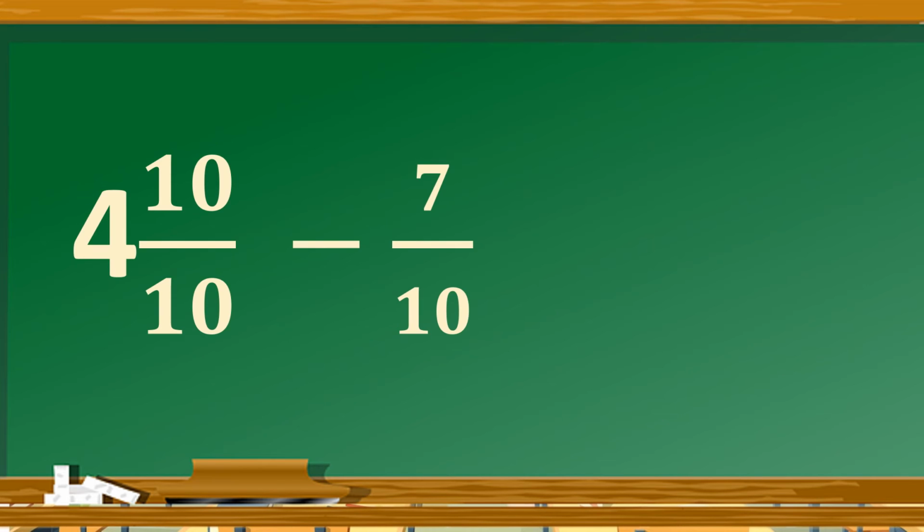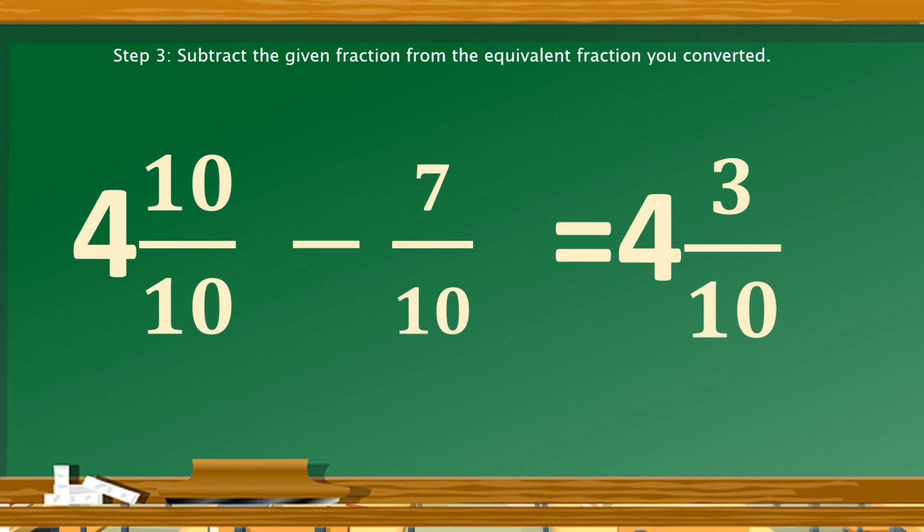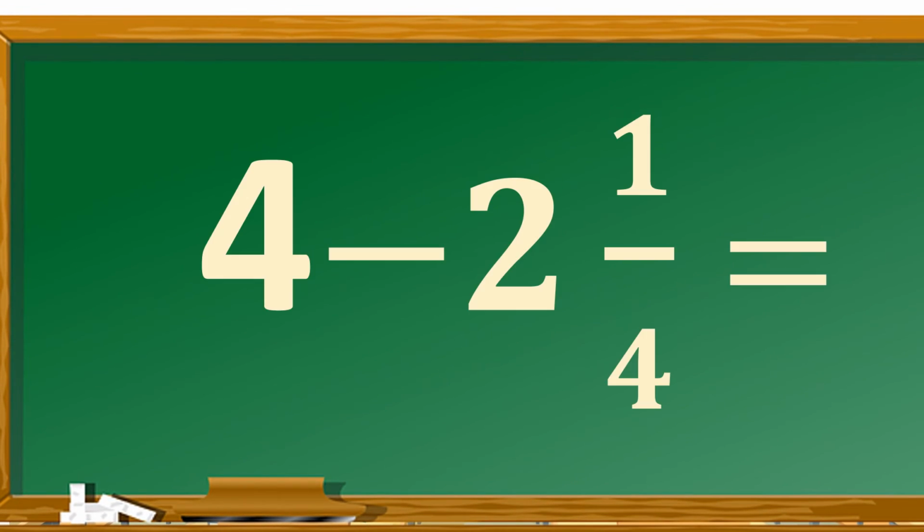We can now proceed to subtraction. So, we have 4 and 10 over 10 minus 7 over 10. So, meron na tayong parehong denominators. We just copy and then subtract the numerators. So, we have 4 and 3 over 10 or 3/10. Now, let's have another example. So, 4 minus 2 and 1/4.